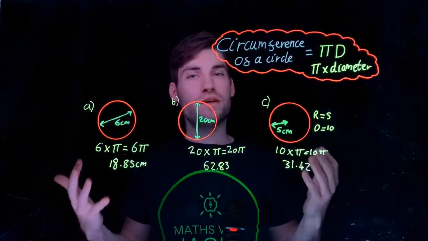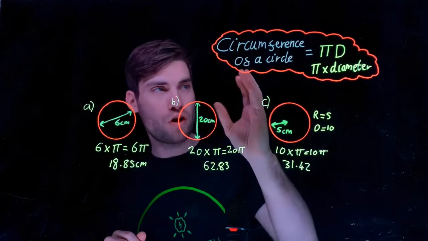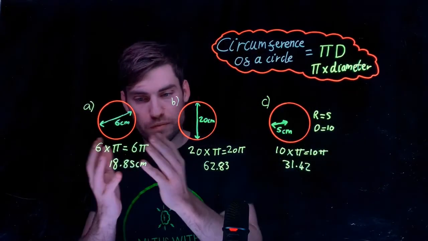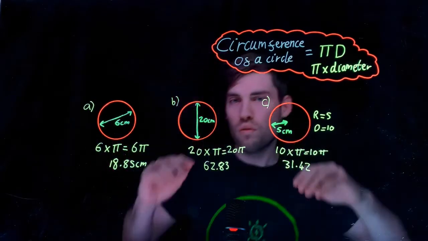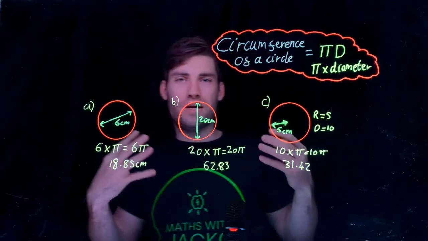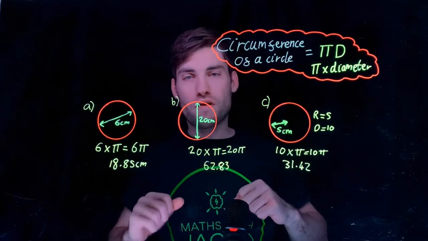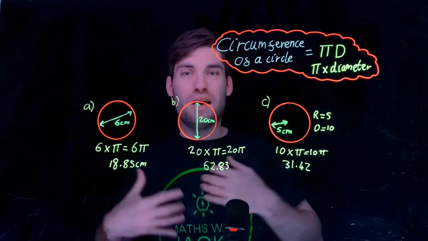There you have it. This video has all been about calculating the circumference of a circle, leaving it in terms of pi, and getting your actual answer as a decimal. I would highly recommend watching this video on calculating the area of a circle using the formula pi r squared.